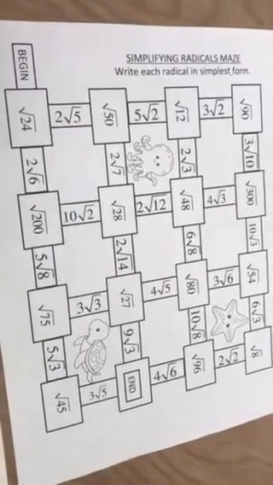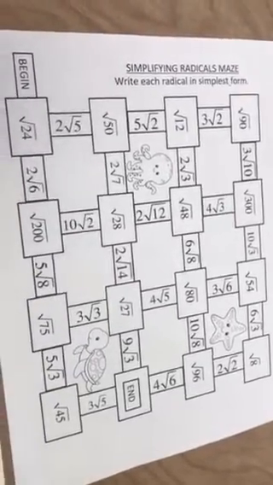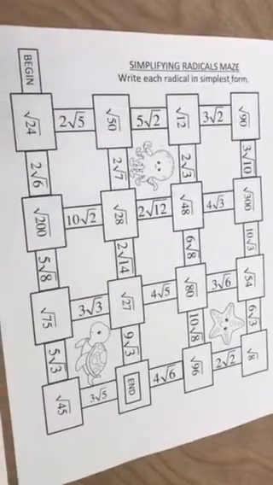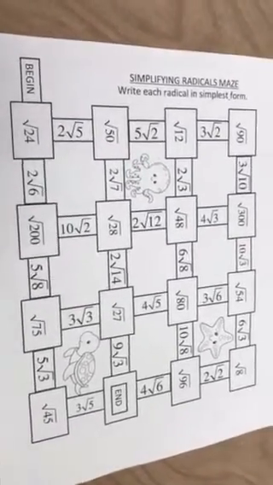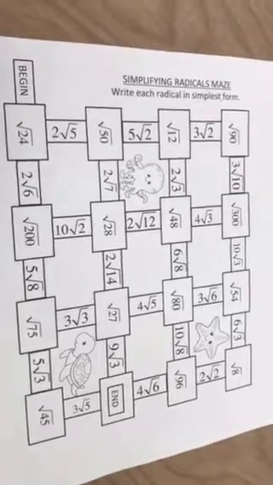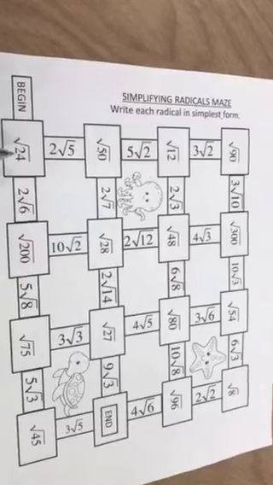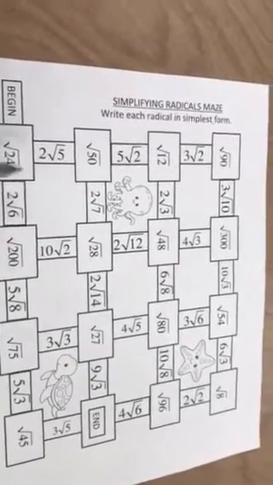Okay, today, guys, we're doing this maze, and it is a maze on simplifying radicals. So I'm gonna get you started just to kind of refresh your memory, and then you guys will go from there. It says to begin here. So we need to simplify the square root of 24 first.